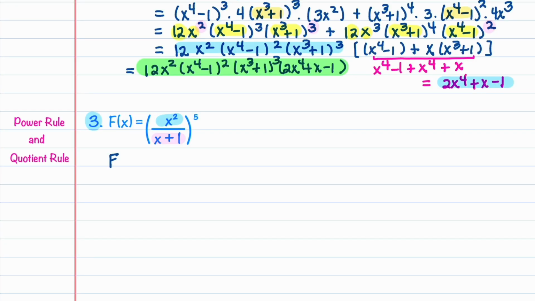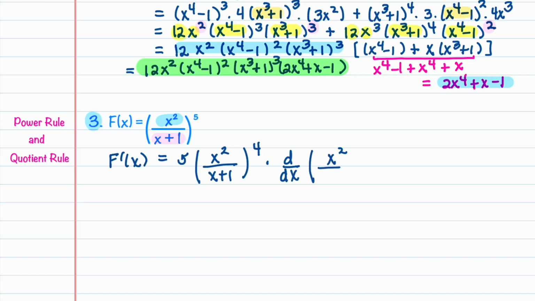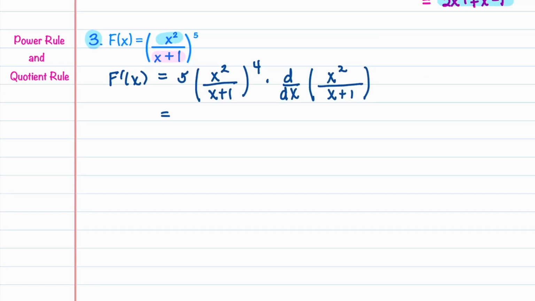F prime of x, using the chain rule first, is 5 times x squared over x plus 1 to the fourth. That's the derivative of the outside function. And then we're going to multiply this by the derivative of the inside function, which is our function that has the two pieces, x squared and x plus 1. This is equal to 5 times x squared, all divided by x plus 1, raised to the fourth power.